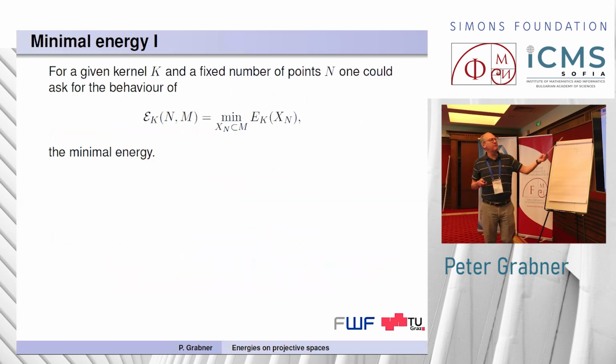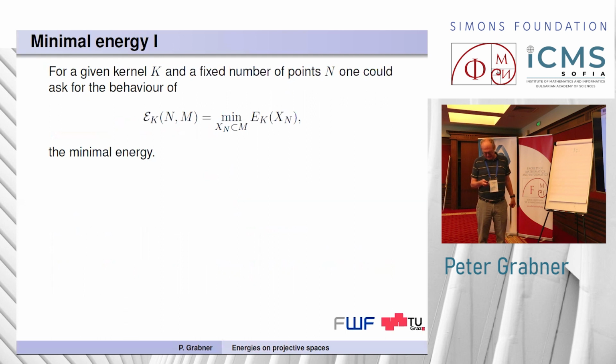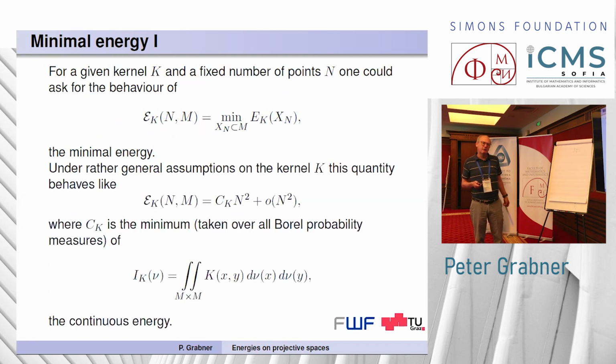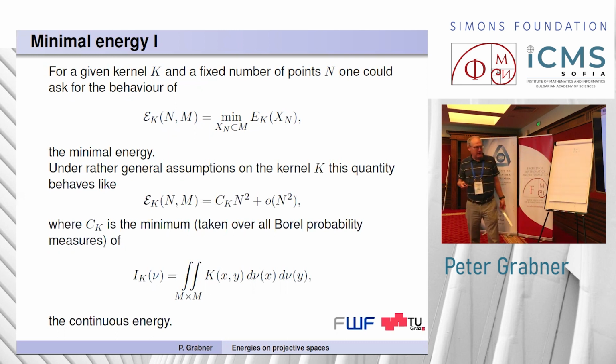So for a given kernel and a fixed number of points, we want to have information about the minimal energy associated to the kernel and the number of points on the manifold. So we take all n-point subsets of M and try to get the minimum that this energy takes. And there's some general knowledge on this. There is a constant, which is actually given by the continuous analog of the problem, times n squared, plus a lower order term. This is a very general fact about these energies.